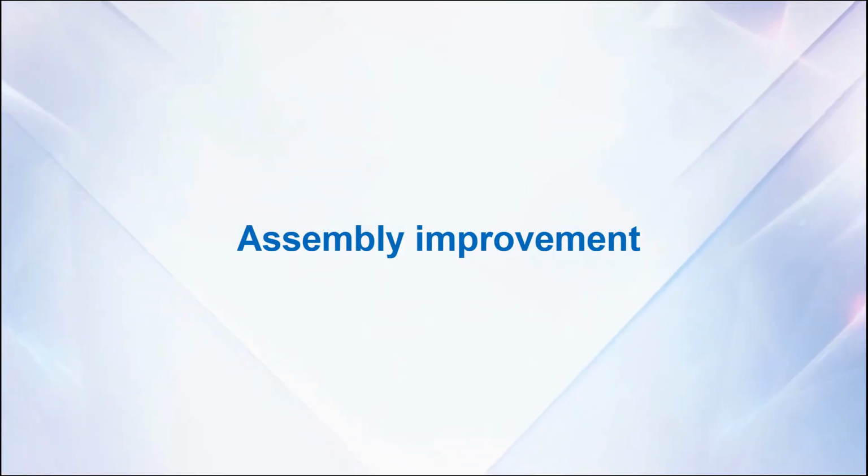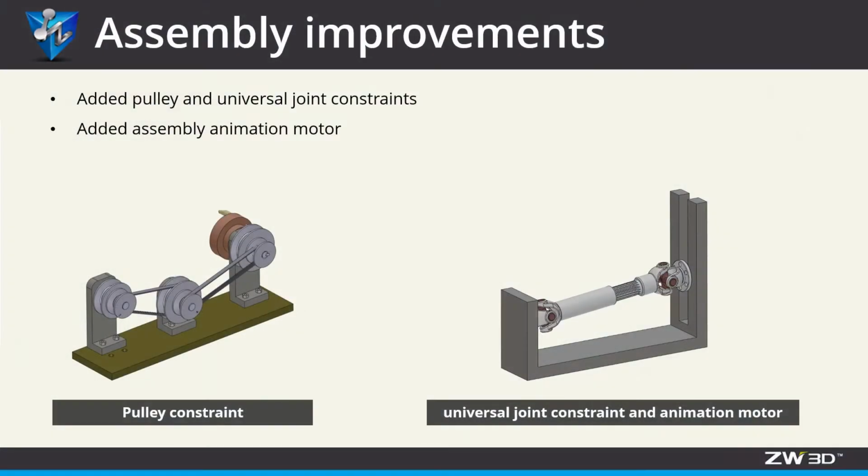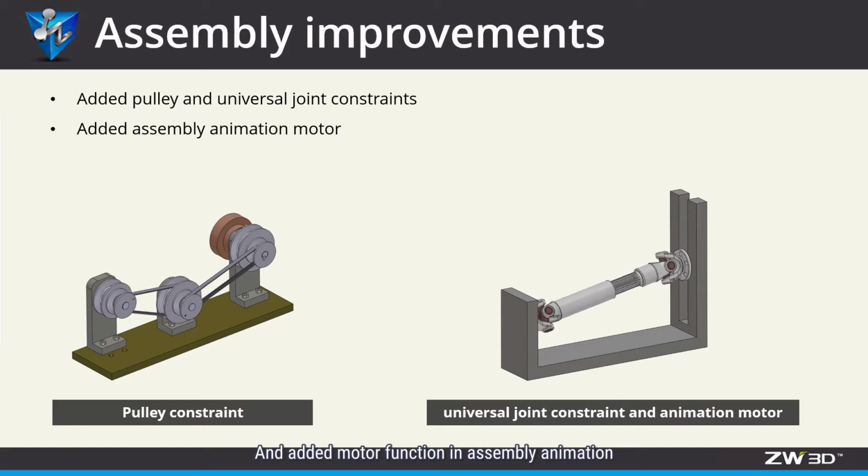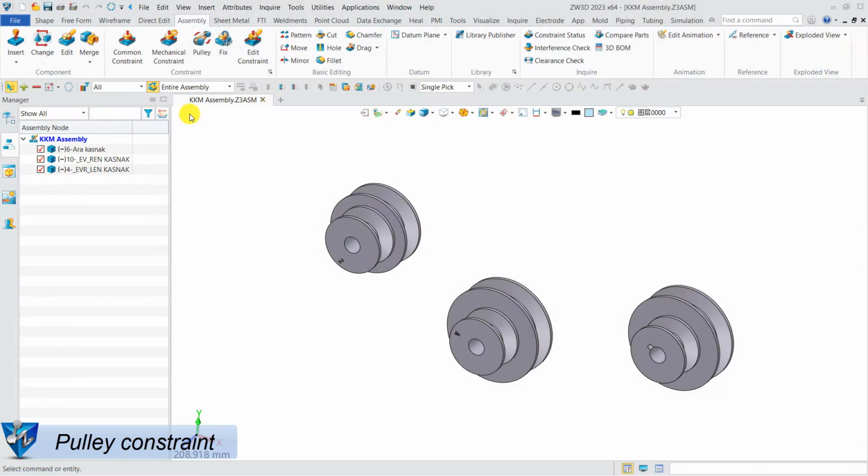Assembly improvement. ZW3D 2023 added Pulley and universal joint constraints and added motor function in assembly animation. First, let's look at the Pulley constraints.